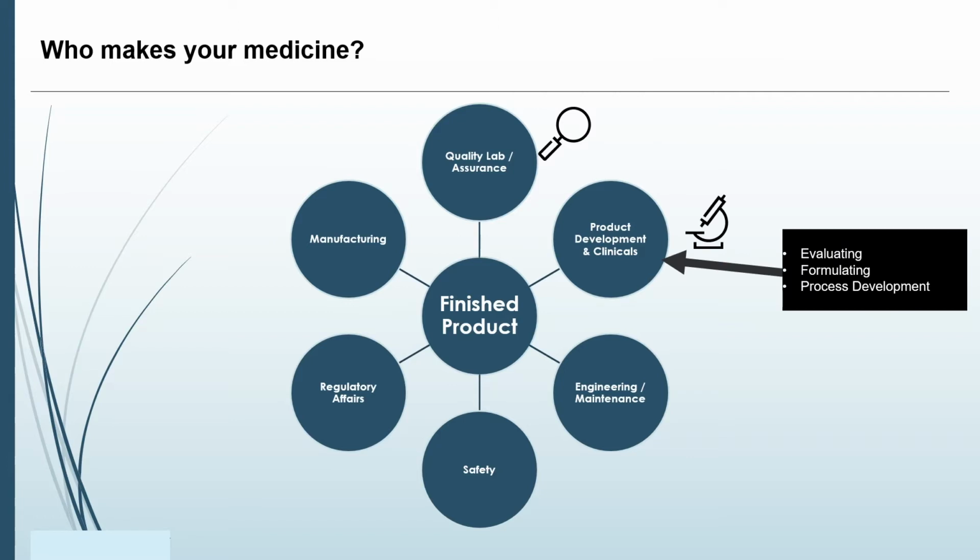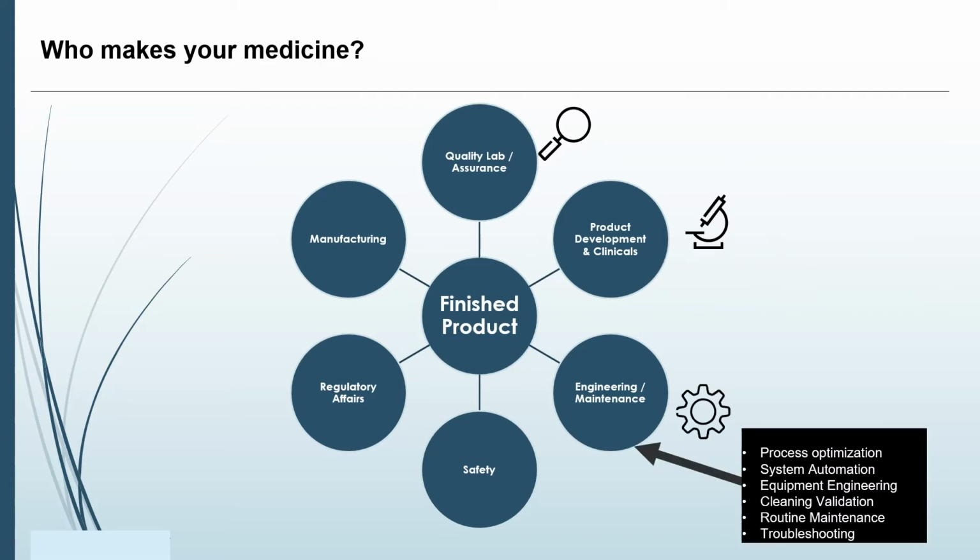Product development is responsible for evaluating, formulating, and developing the manufacturing process for a new generic drug after clinical trials have taken place. This includes testing and identifying the proper ingredients to ensure the medicine performs in the human body as it is intended to.